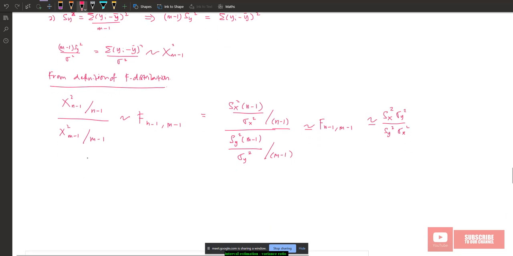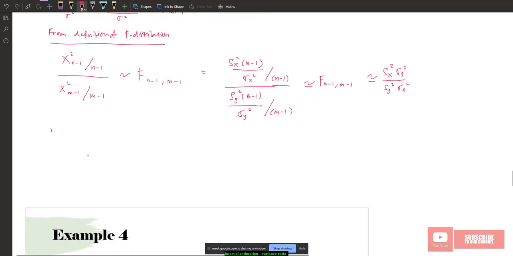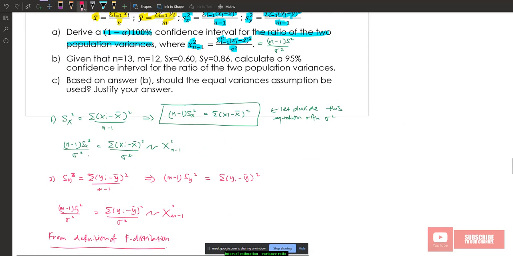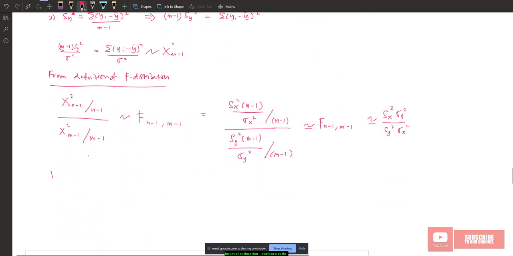So now we just want to derive the confidence interval, right? So let v1 equal n minus 1, v2 equal m minus 1. From the equation, F 1 minus alpha divided by 2, v1, v2, right? This F is also equal to s.